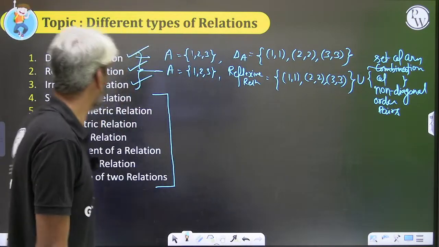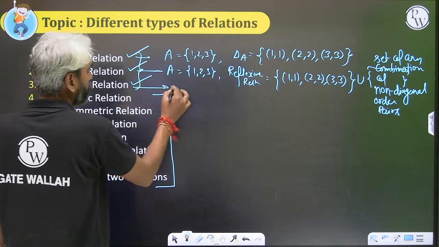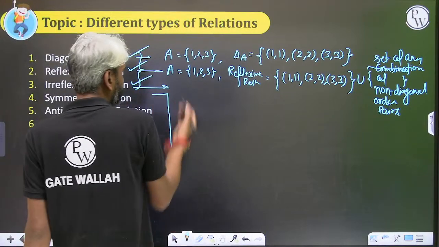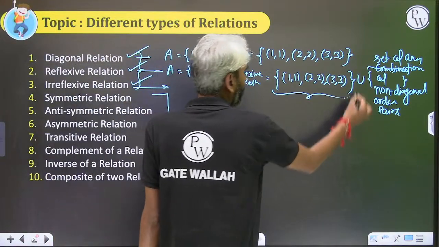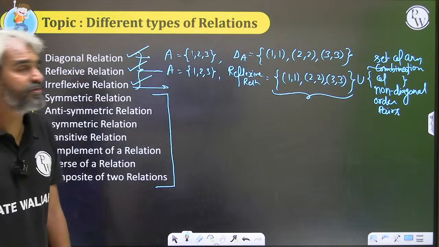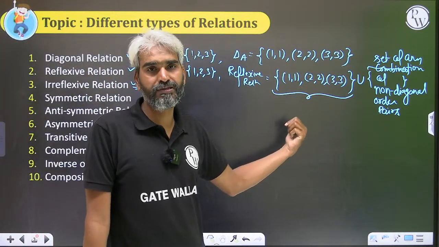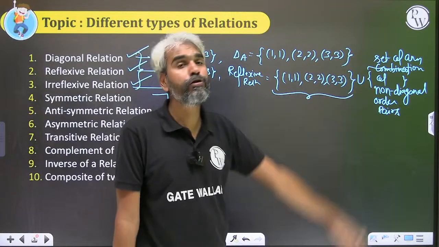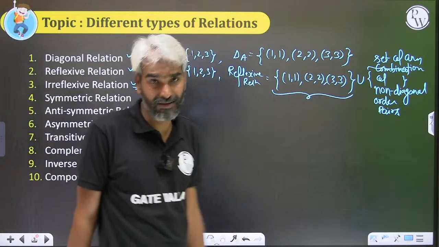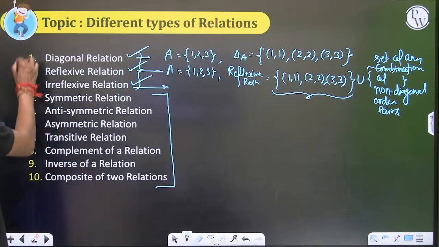Now, next one is irreflexive relation. So, irreflexive relation is what? A relation where none of the diagonal ordered pairs should be present. If none of the diagonal ordered pairs is present, then apart from that, there can be any combination of non-diagonal ordered pairs. Clear? So, these three we have already discussed.